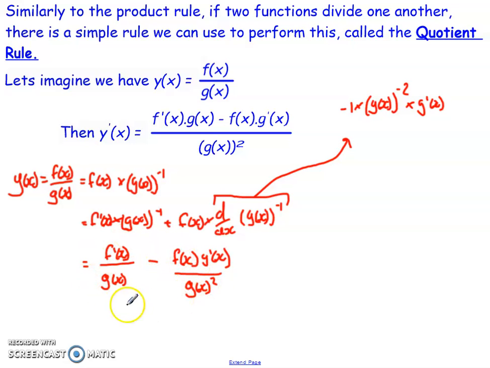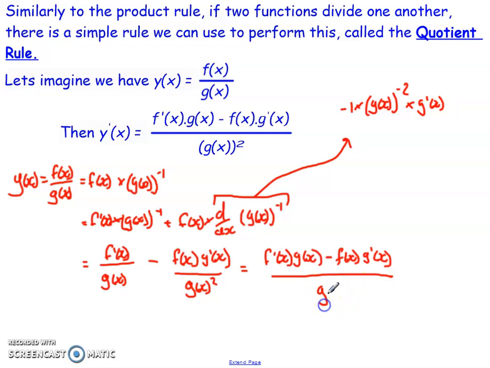So what I can now do is combine these and put them over a common denominator. So if I times the top here by g of x and the bottom by g of x to get g of x squared, what that then gives me is f dashed of x times g of x, take away f of x times g dashed of x, all over g of x, all squared. So there you go. That's me showing that it works like that.